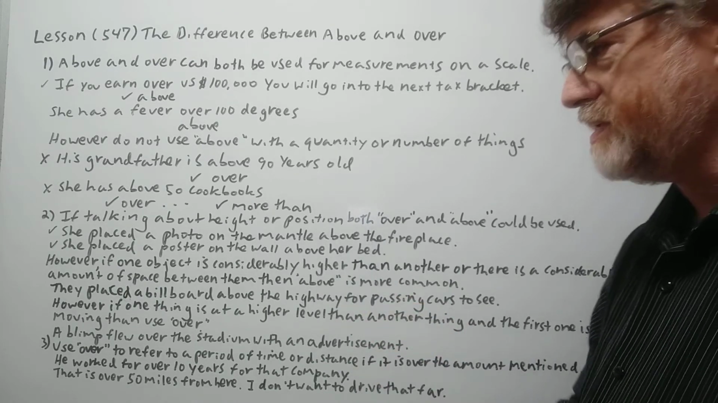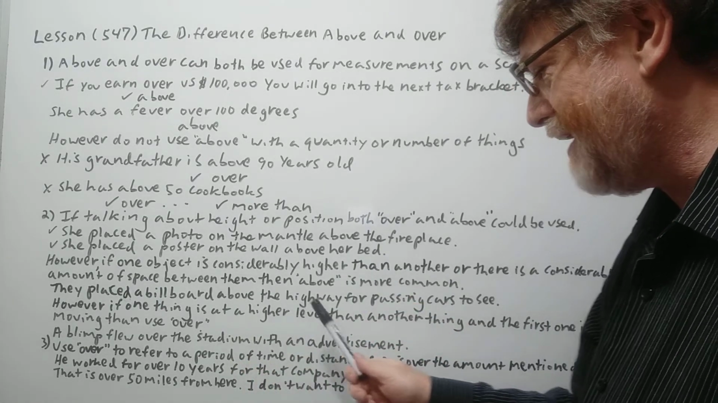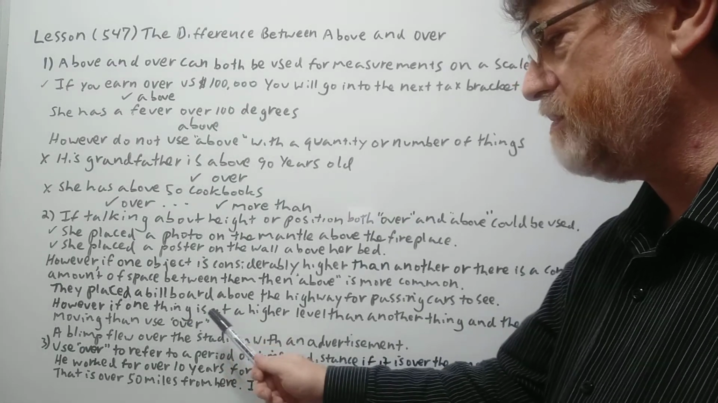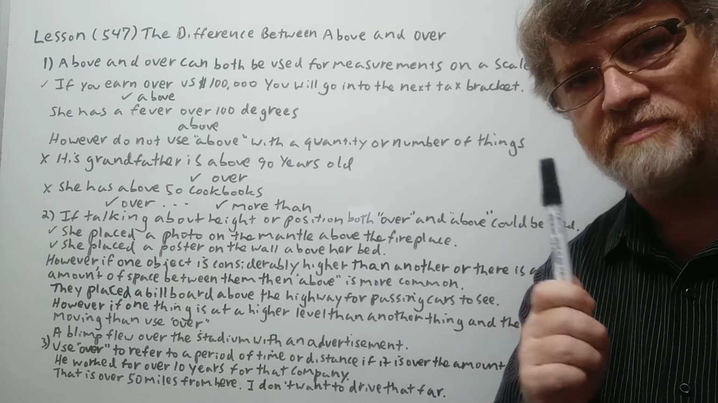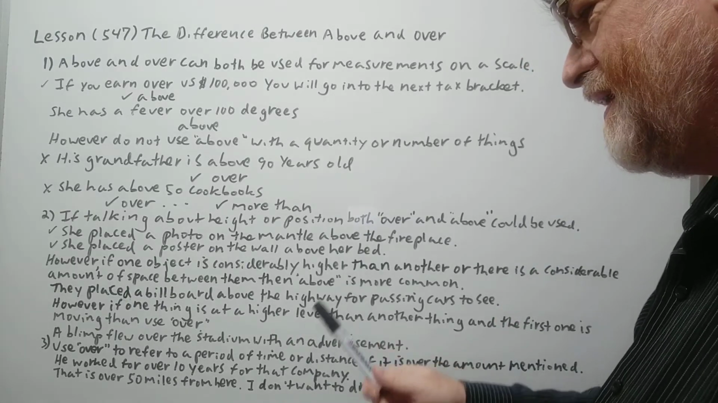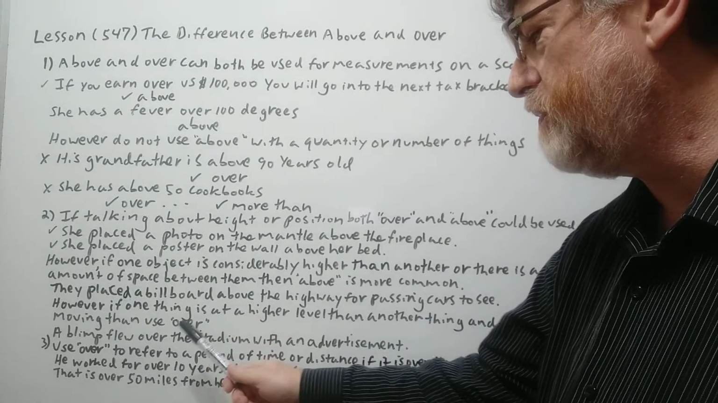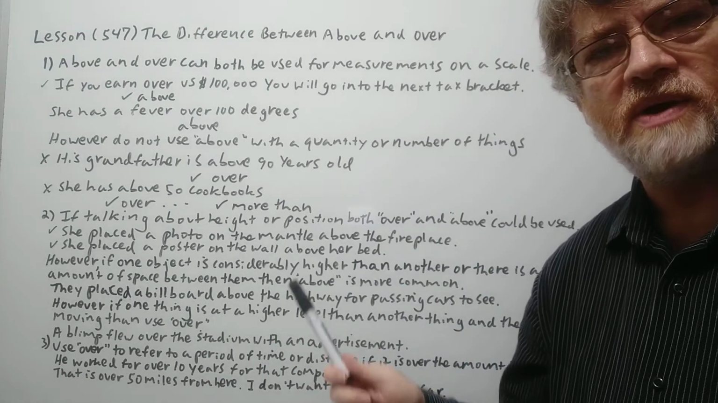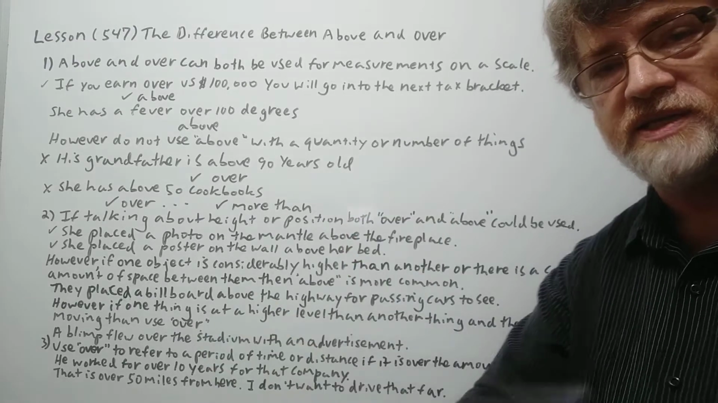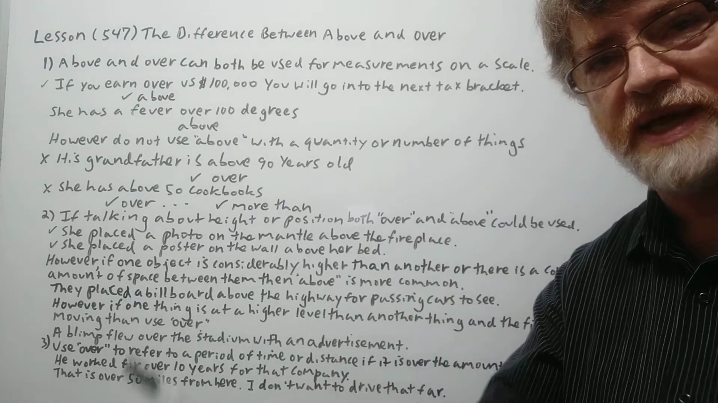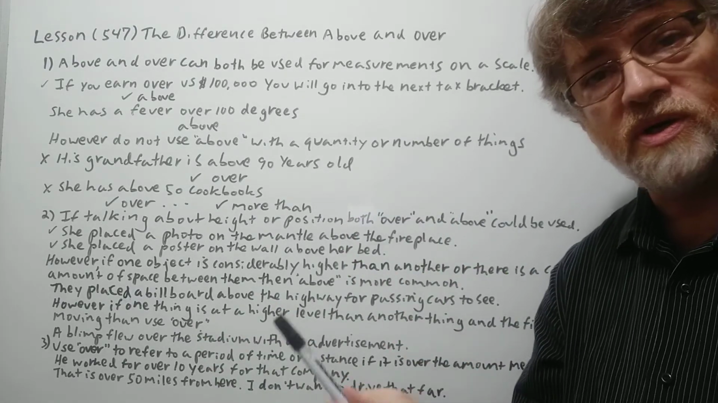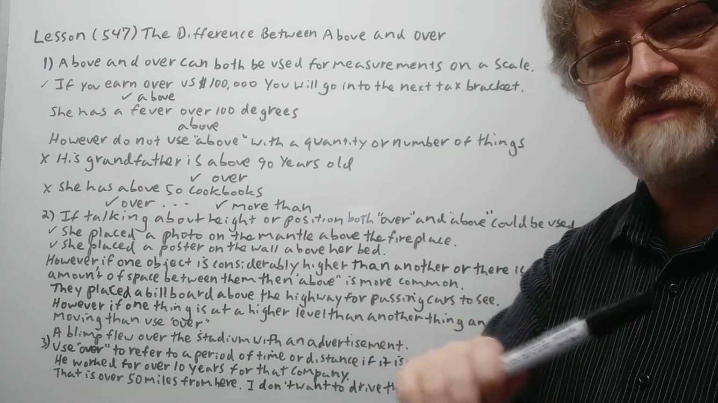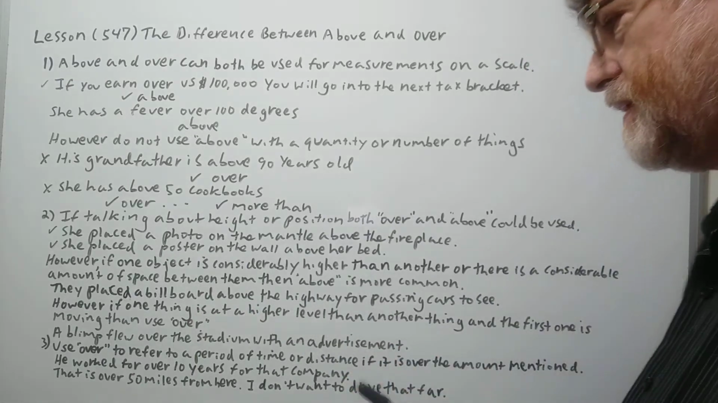All right, now we have another exception. However, if one thing is at a higher level than another, and the first one is moving, then we use over. So the key part here is moving. A blimp flew over the stadium with an advertisement. Of course, anything that's flying, so this would also apply to planes, helicopters, birds, any animals that could fly or anything like that. You would say that they flew over, basically.